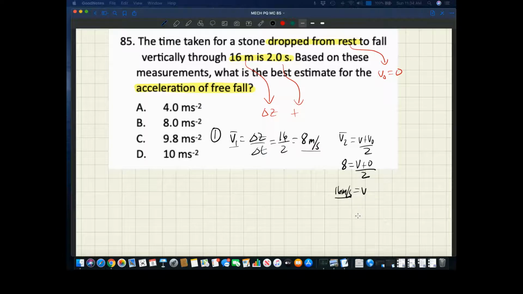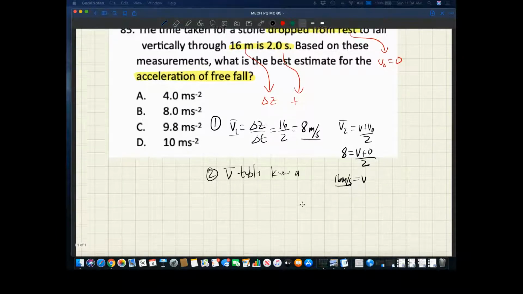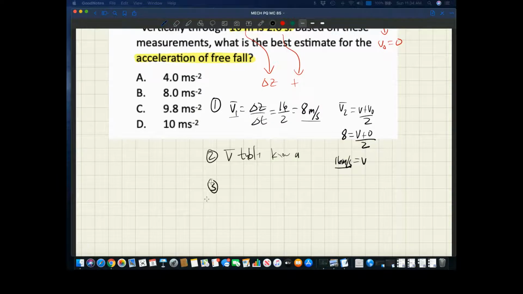We still don't have the acceleration. Step number 2 is to use the average velocity table. And we usually use that when we know the acceleration. Now we have seen that we can use it to find the acceleration, but it's not the best way. And we go on to step 3, which is v equals at plus v0.